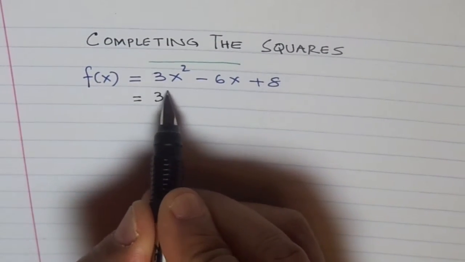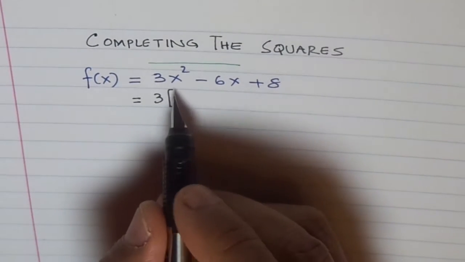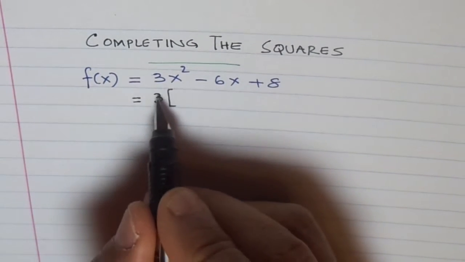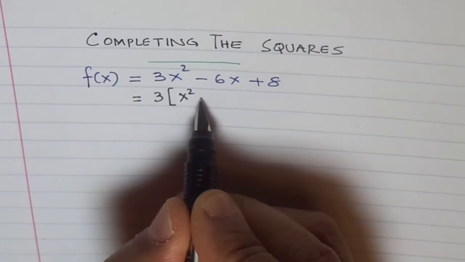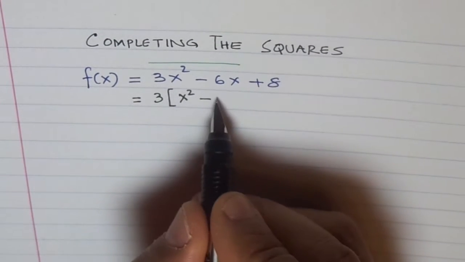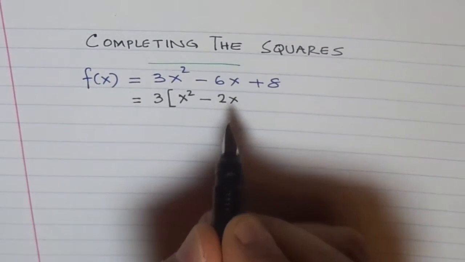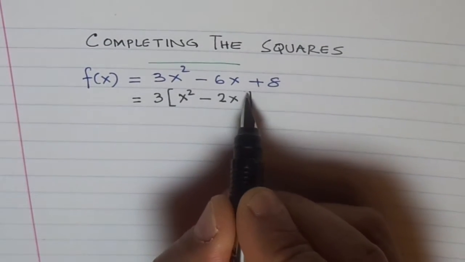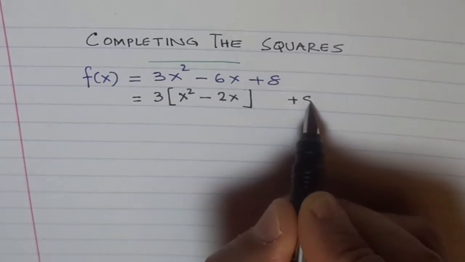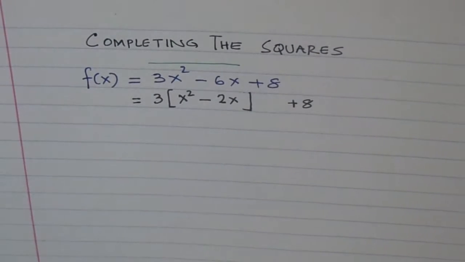Once you do that, I prefer to use square brackets, and then 3x squared divided by 3 is only x squared, minus, and 6 divided by 3 is 2, so you get 2x. Now you close the bracket, and you have to keep this 8 away, okay? So the first step is to factor the leading coefficient, correct?